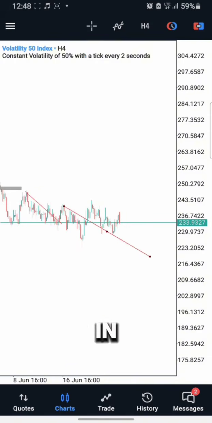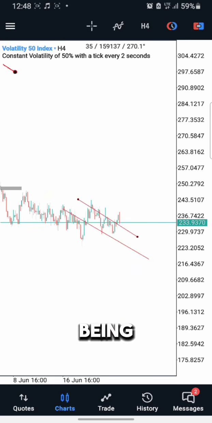So now we have closed, and then we move to another pair, that is the volatility 50. In the volatility 50, we're going to identify a channel that was being respected.